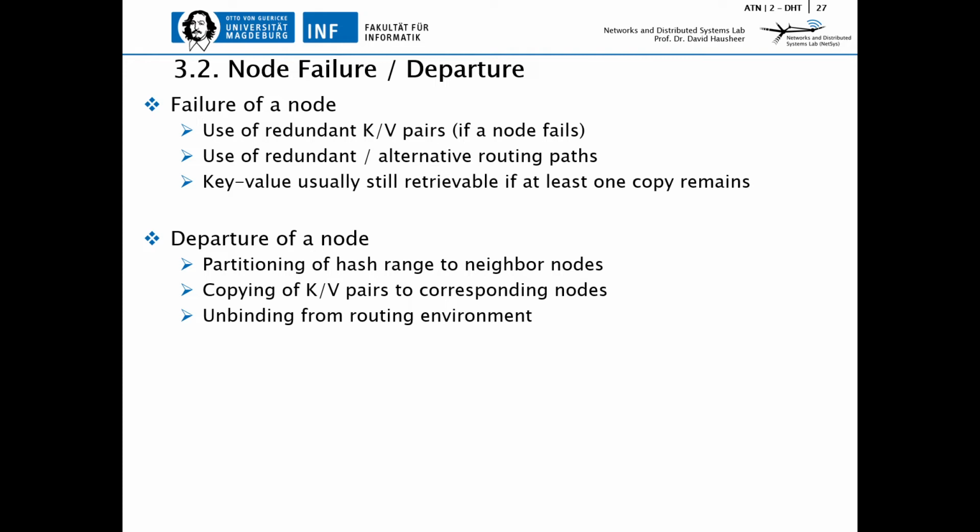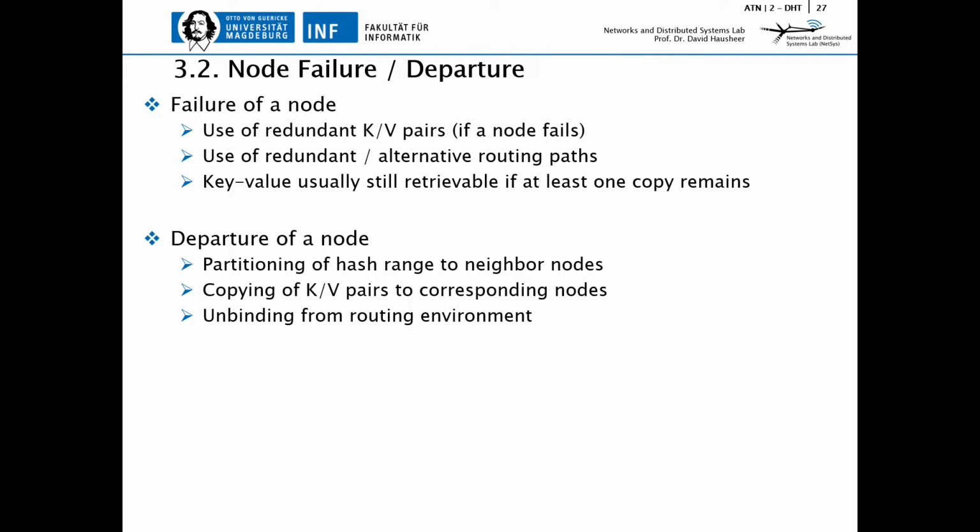Also, the routing paths that then need to route around those failing nodes need to be in a redundant fashion. There need to be alternative routes in this case, and we'll see later on how that can work. At least if one copy of a key value pair still remains in the network, a DHT usually allows that these key value pairs are still retrievable.